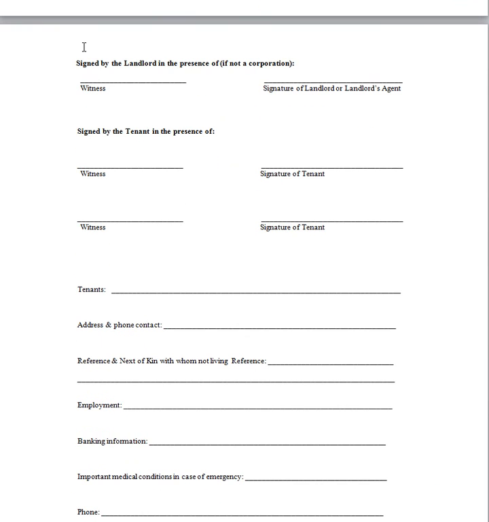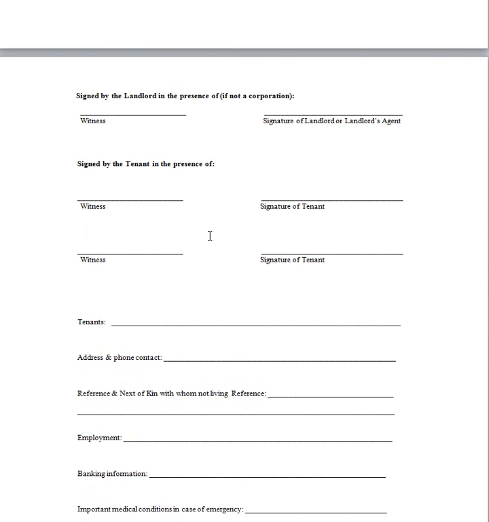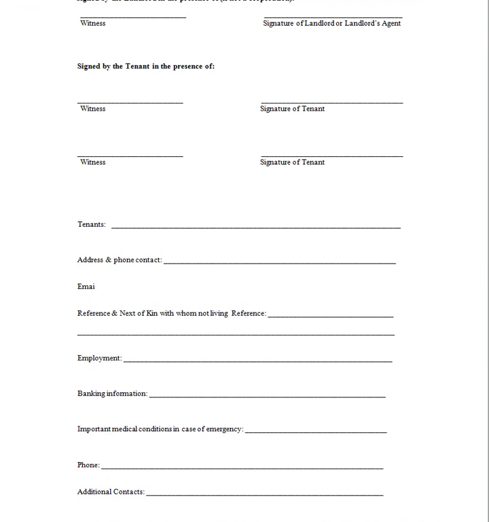So here is the next piece of information that you have to fill out. Signatures again, tenant's information right there. You probably want to put in the email, I would imagine. And you're good to go.